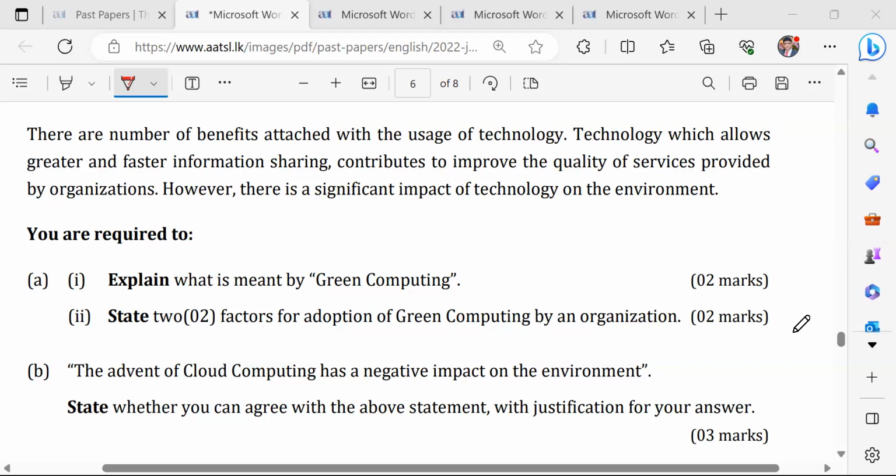Right, explain what is meant by green computing. Green computing.